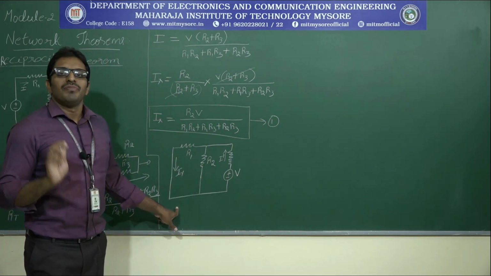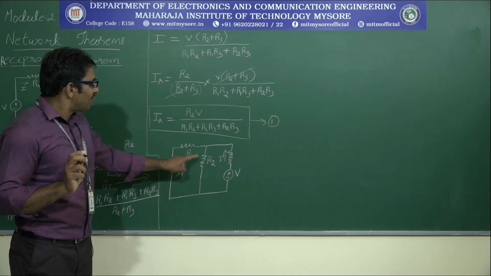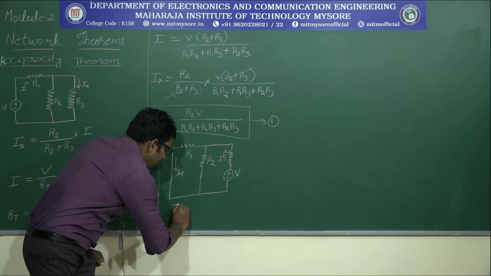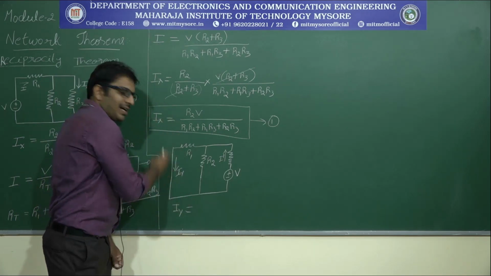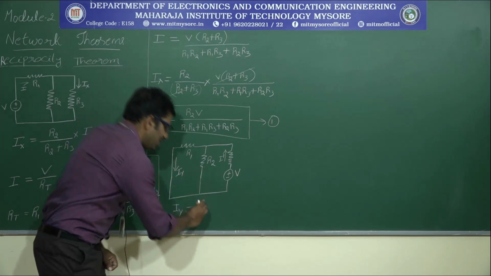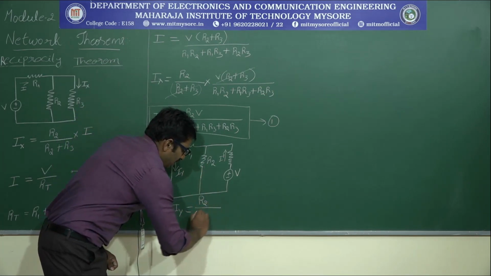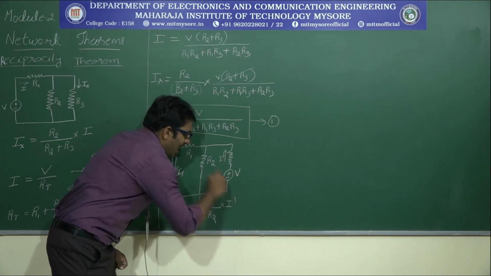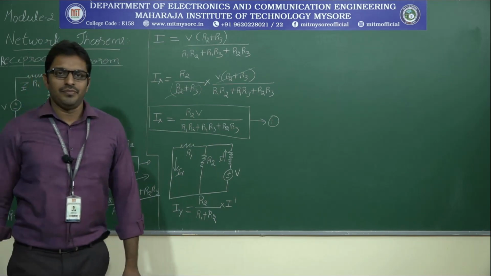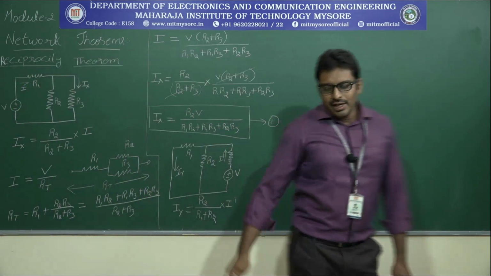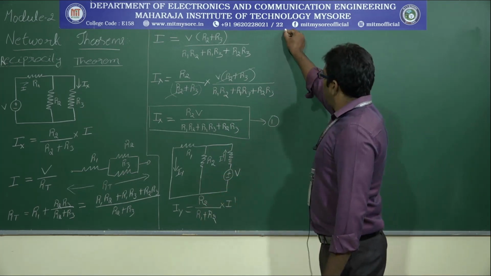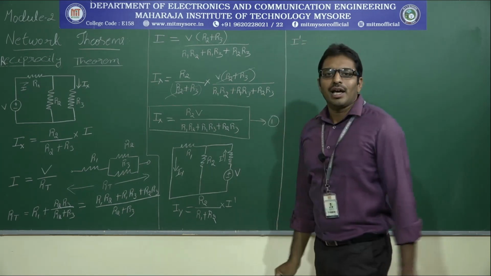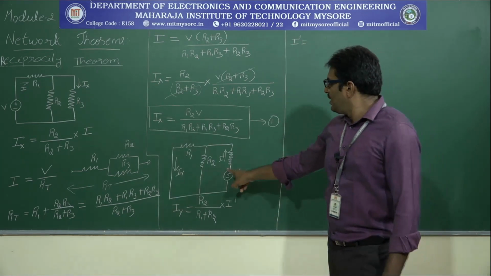Once again you can use the current divider rule, because R1 and R2 are connected in parallel. Is it clear? Therefore, to find the current in this branch, Iy is equal to the other resistance value R2 divided by R1 plus R2, into the total current I dash. So in order to get the expression for Iy, first you need to find I dash, which is nothing but the total current in this circuit.